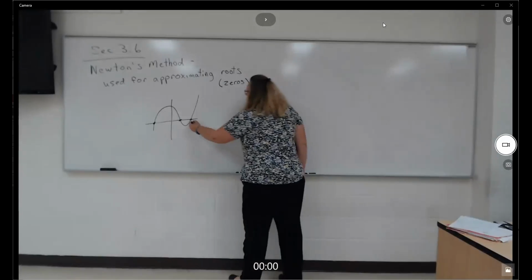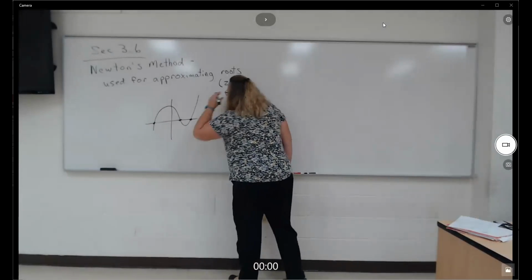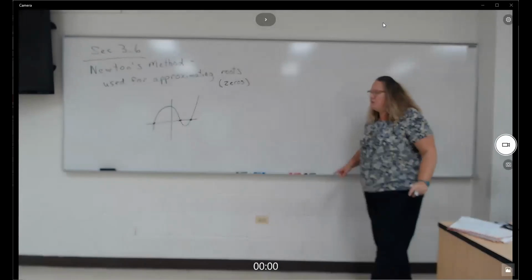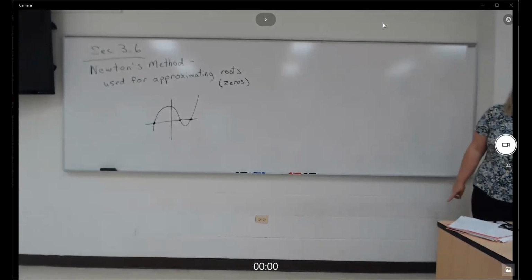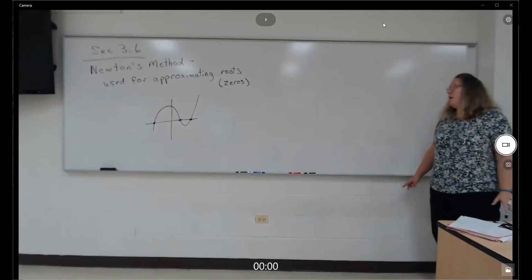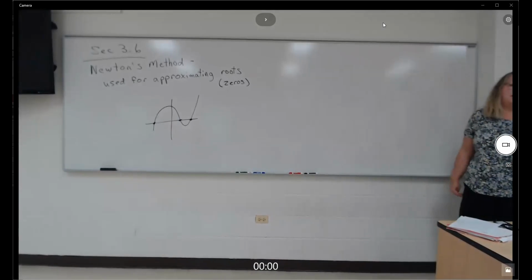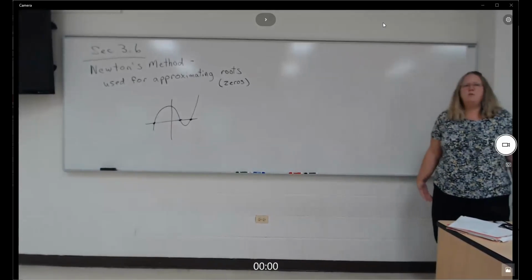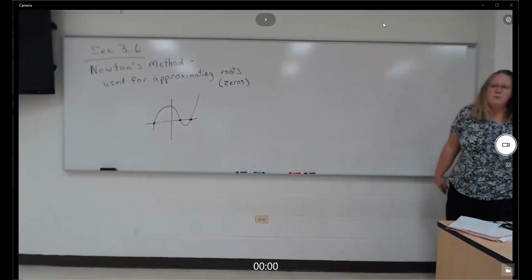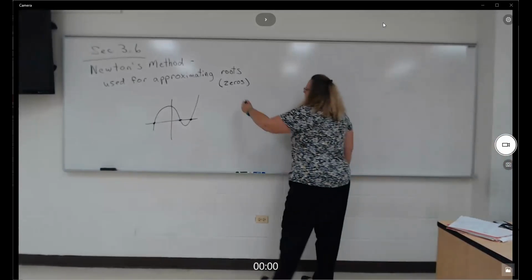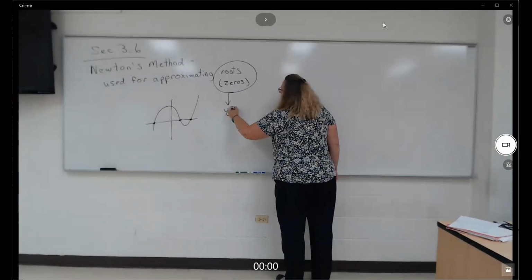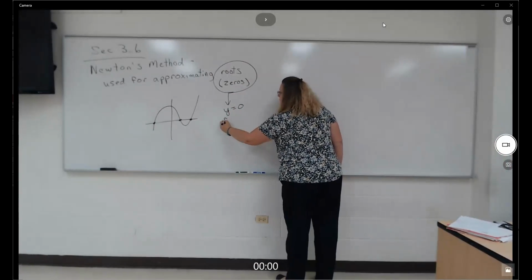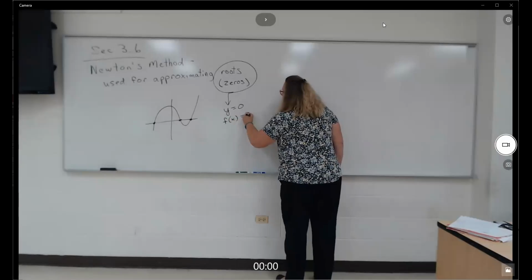What do we know about these guys? Well, the one thing we know for sure is the y value. What's the y value when we're trying to find the roots or the zeros? The y value is 0. That's why we call them zeros. So for these guys, the roots or the zeros, y equals 0. Or remember, you could write it as f of x.